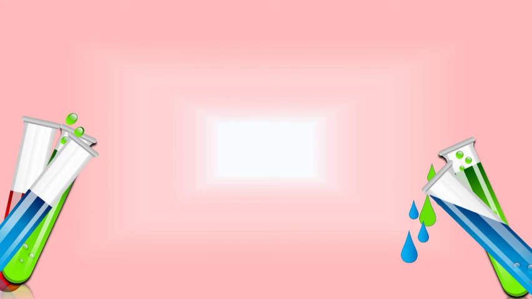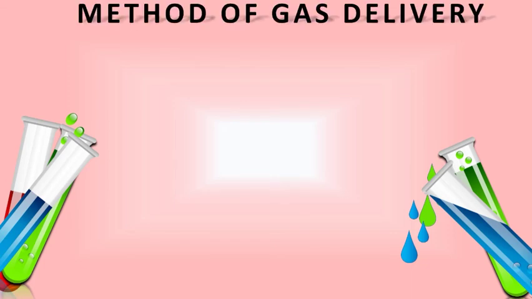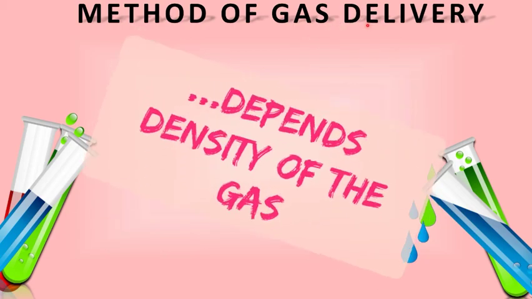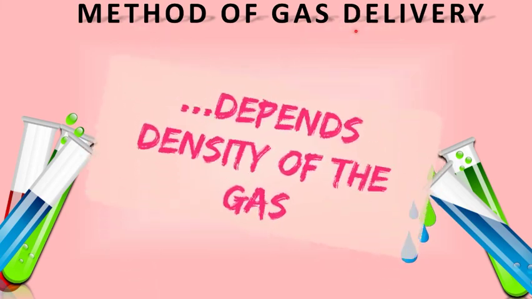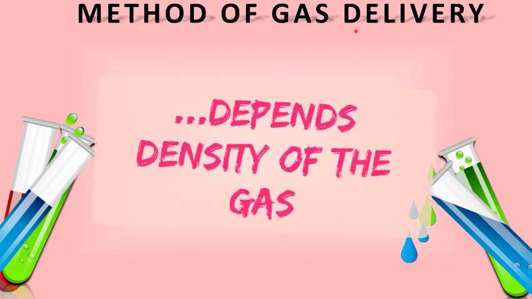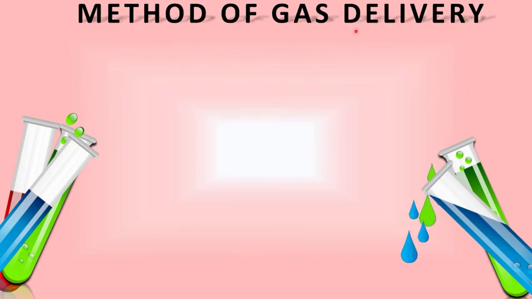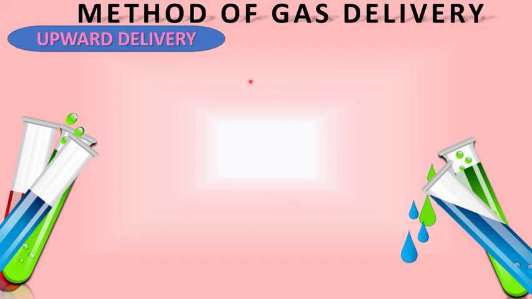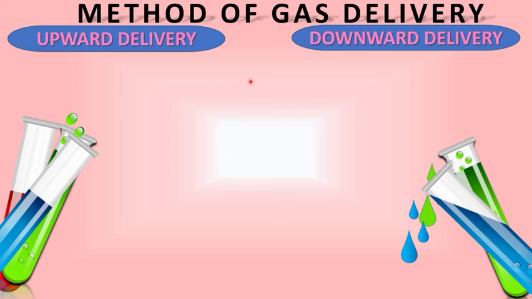Now, before we close this lesson, let's quickly discuss how gases are collected in the lab in the method of gas delivery. The collection of gases in the lab is dependent on the density of the gas. That means how heavy or how light the gas is. There are two methods of collection, and the methods are upward delivery and downward delivery.